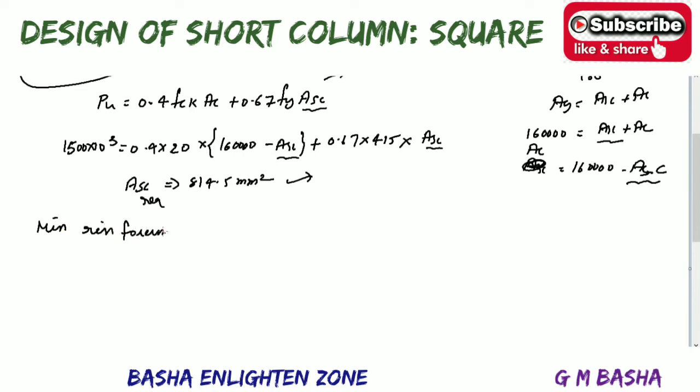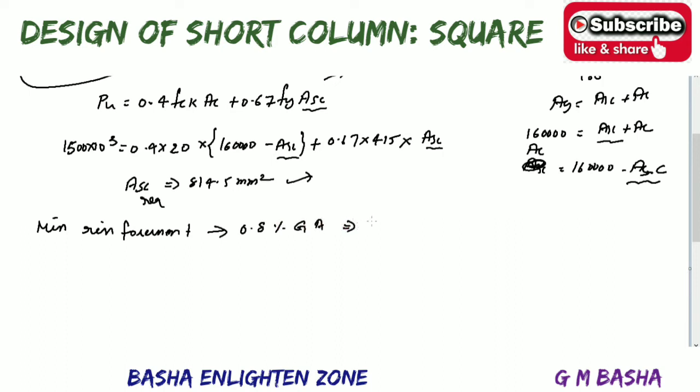Actually I showed this model while solving example 3 in the square column but not in the circular column, so almost it will be within those limits only. It is the same procedure, so please follow the same procedure for the circular column also, which was solved in example 4. So the minimum reinforcement will be 0.8% of gross cross-sectional area.